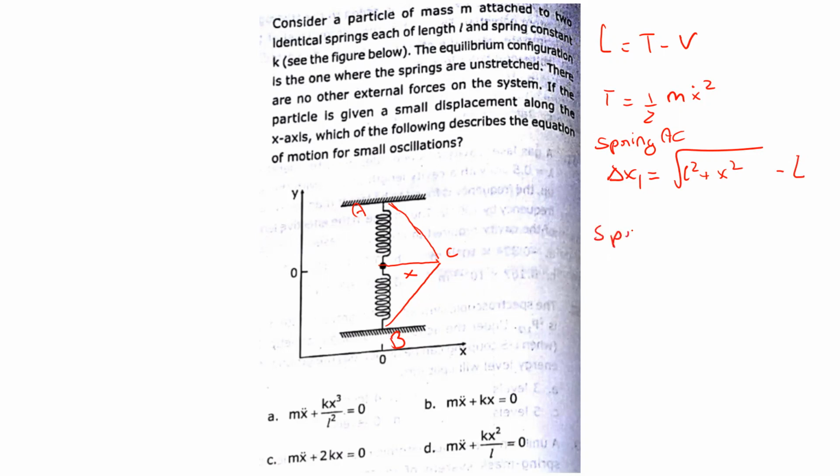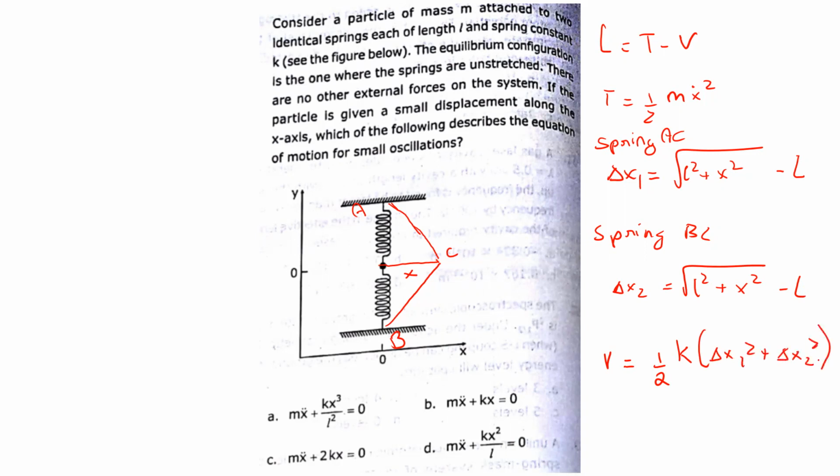For spring BC, we have delta x2, which is again the square root of L squared plus x squared minus L, the same because of the identical configuration. So now we can write the potential. The potential is the Hooke's law potential, half k x squared, where x squared is delta x1 squared plus delta x2 squared. Now we can write the Lagrangian and solve the Euler-Lagrange equations.